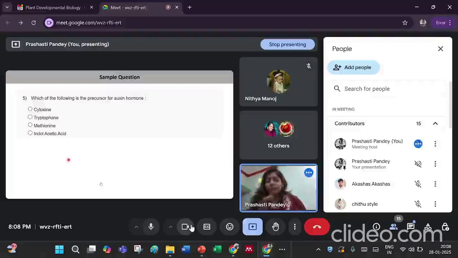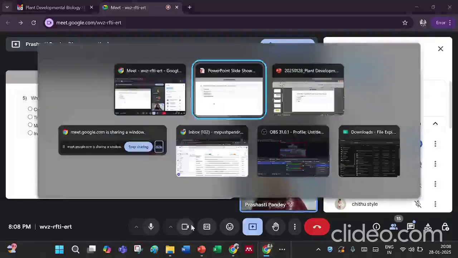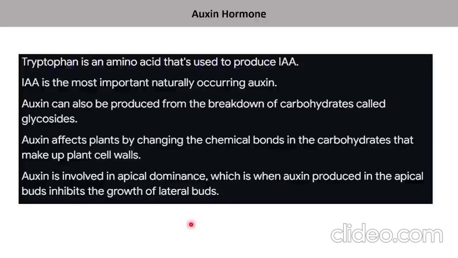Let's talk about what auxin hormone is here. Tryptophan, as I already answered, is the amino acid which is used to produce IAA. IAA is indole acetic acid, basically. Indole acetic acid is a chemical structure which is basically the auxin hormone, which has the property of auxin. Now, what can auxin do?